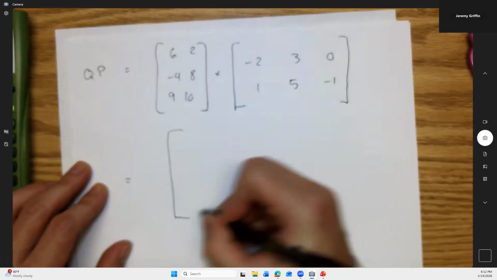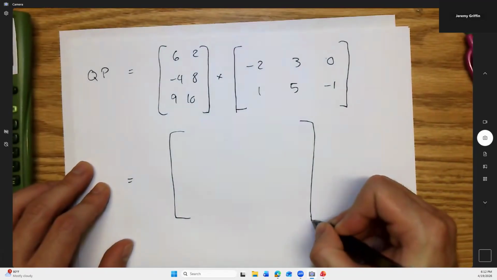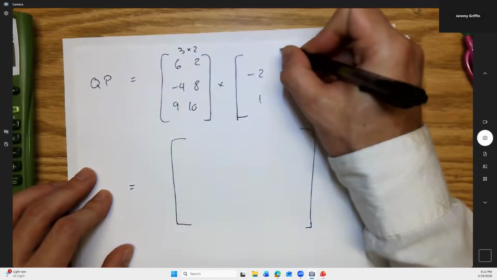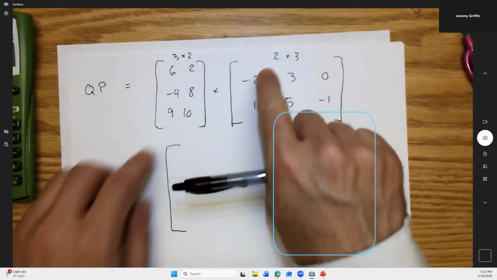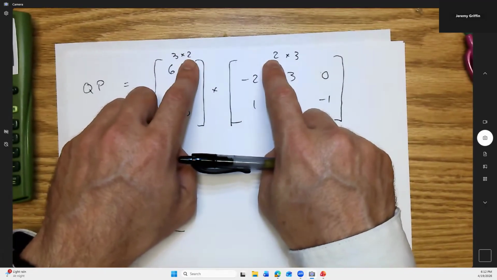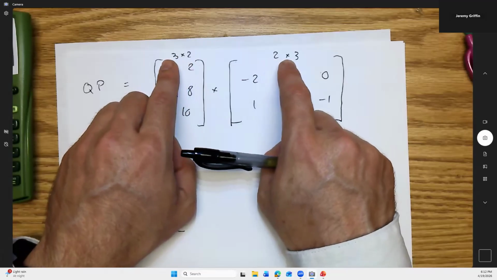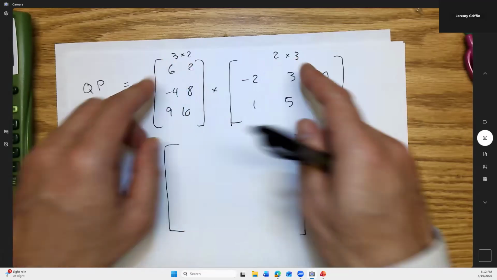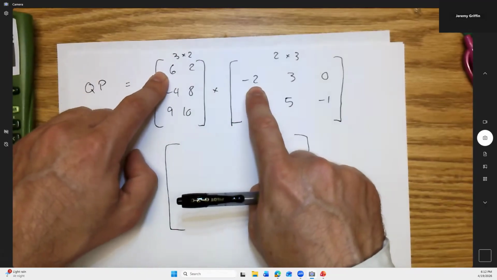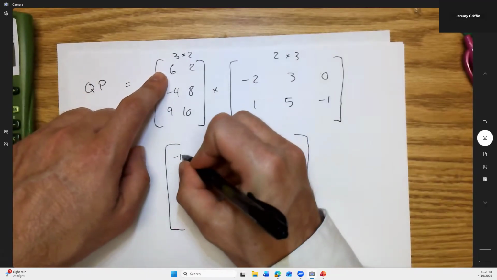Again, I should be getting a big old 3 by 3 going on here. Because I recognize that this is a 3 by 2 matrix and this is a 2 by 3 matrix. Yes, I'm allowed to multiply these together because the number of columns here matches the number of rows here. If you look at these outside numbers, rows and columns, that's what's making me think I'm going to get a 3 by 3.